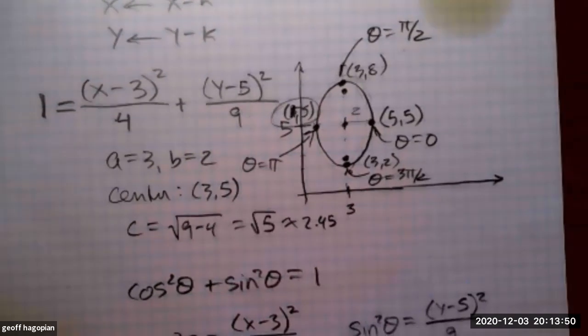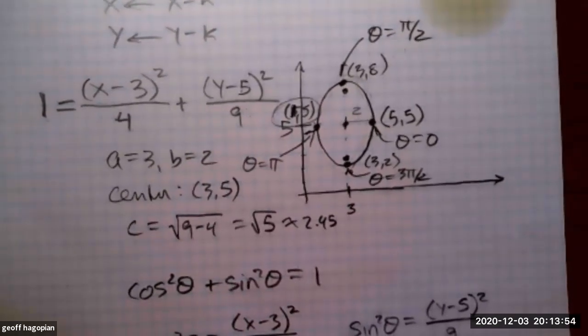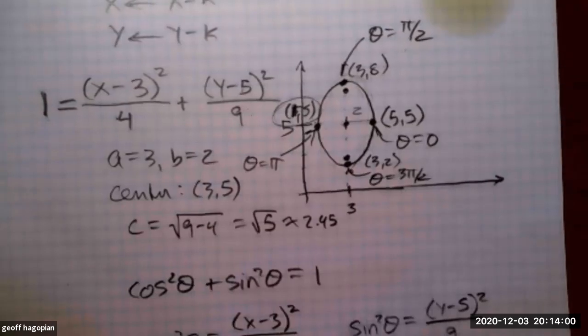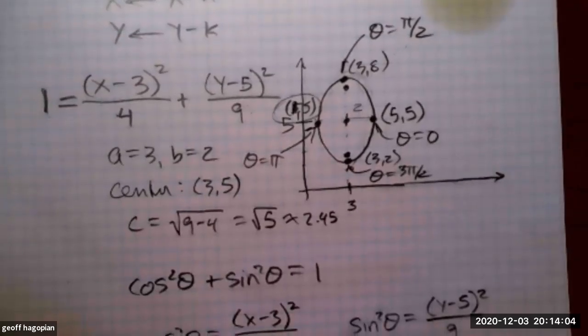Well, it doesn't satisfy the vertical line test, but the upper half does. So when you go to solve for y, at some point you're going to have to decide, do I want the positive square root or the negative square root? If you pick the positive square root, you got the upper half of the ellipse. And if you pick the negative square root, you got the lower half.